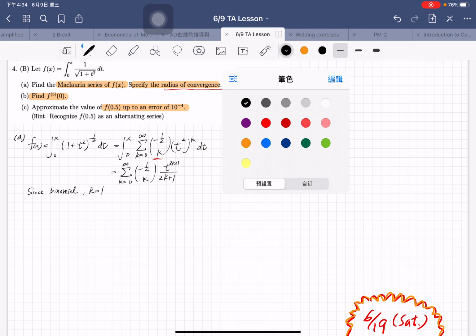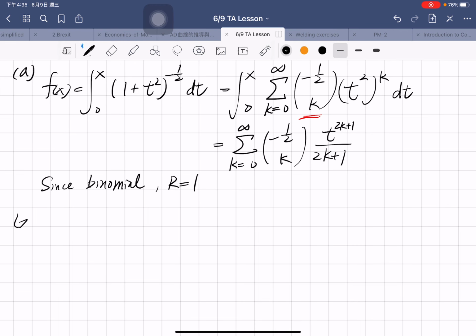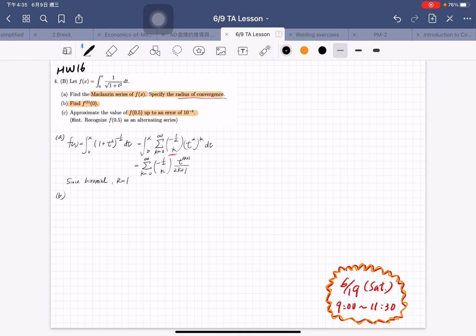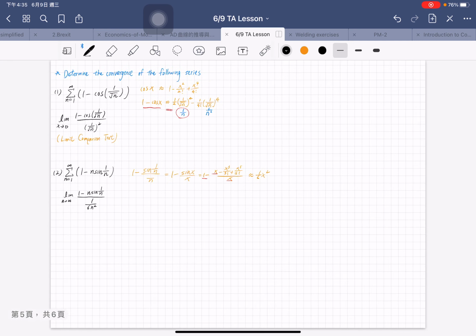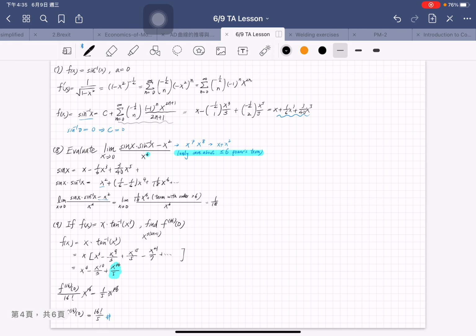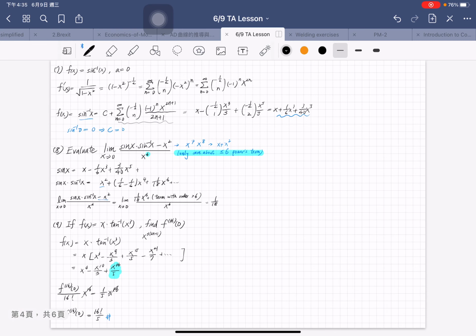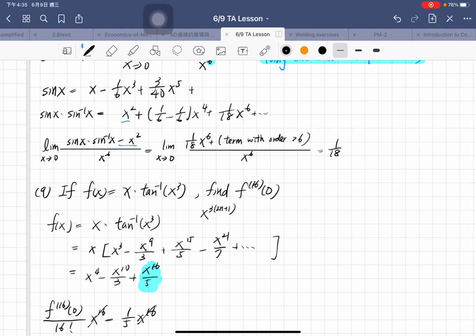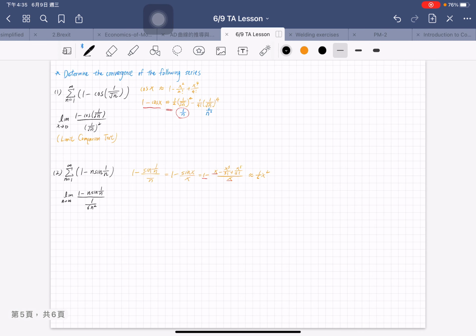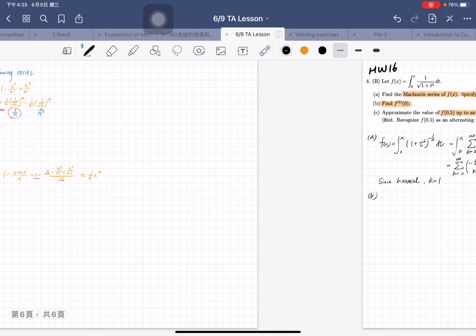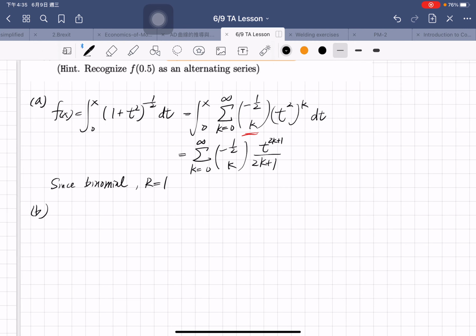Okay, so this will be the A part. And then the B part, I want to find the f with fifth time derivative. Okay, so just similar to our problem 9. You just plug in the definition and compare it, and you can find the term.